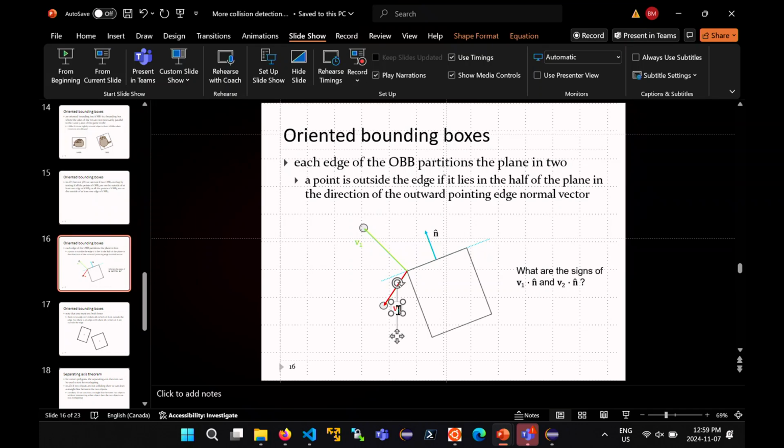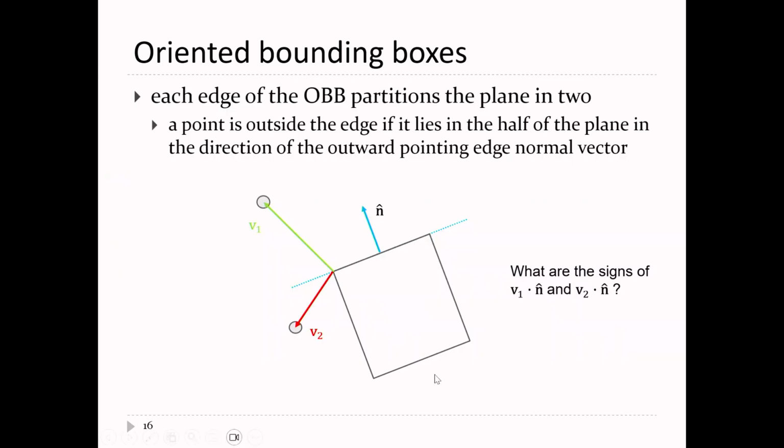This probably wasn't worth fixing right now, but anyway, here we go. Okay, so there's our point V1. It's outside the edge shown here. V2 is inside the edge, right? It's below that edge there. How can you tell if a point is on the correct side of the edge? You just look at the dot product of v1.n and v2.n.